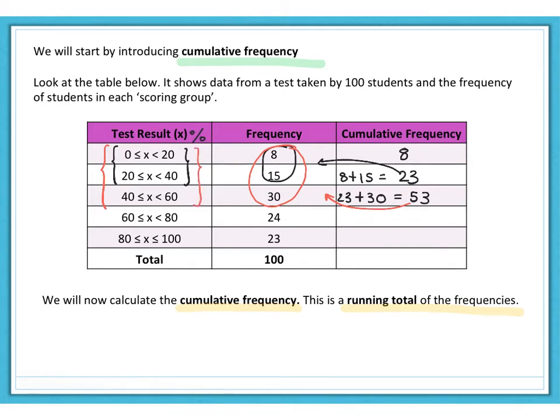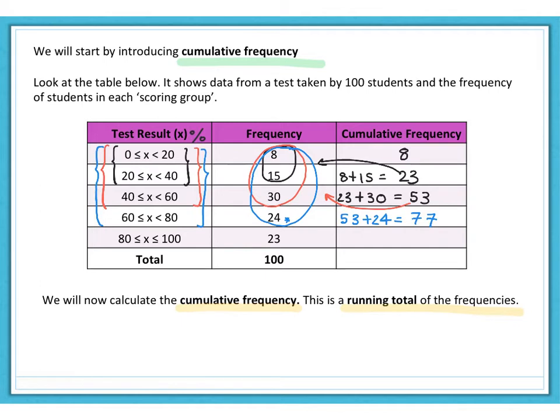And we keep calculating cumulative frequencies in the same way. So the next cumulative frequency is 53 plus 24, which is this next frequency here, which comes to 77. And this represents the total of these 4 frequencies. So it's everybody who scored between 0 and 80%, not including 80%, of course.